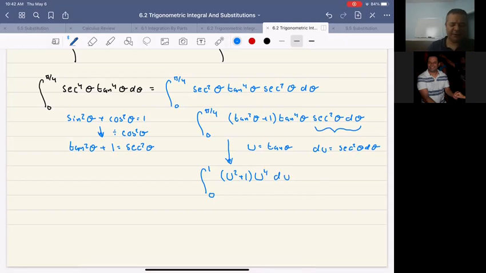And that's a standard straightforward integral to do. Okay, I could probably even do that here. u to the 7th over 7 plus u to the 5th over 5 from 0 to 1. 1/7 plus 1/5. Okay. Oh, I guess you're going to make me do that. 12 over 35. Okay. All right.